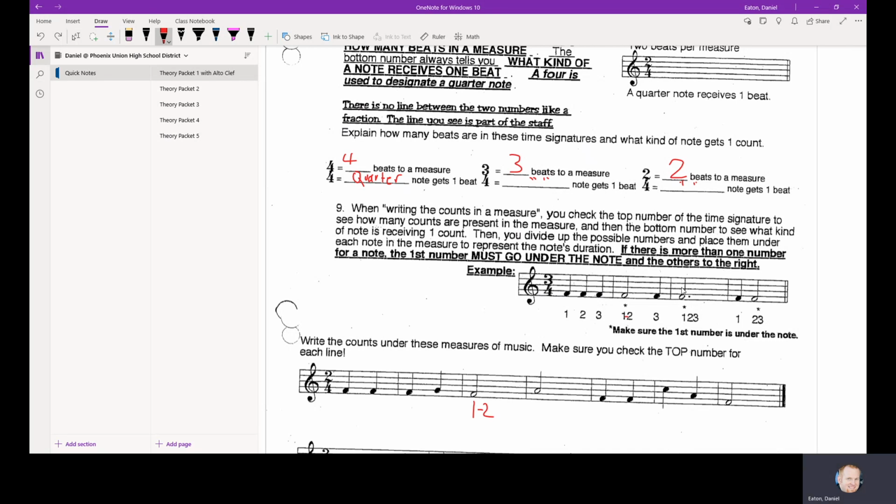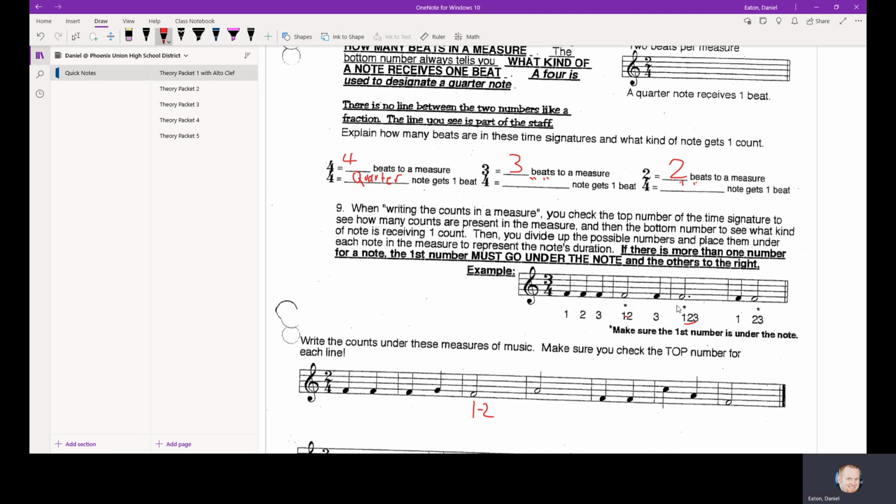So that's the first 2 examples. Dotted half note, we know that's worth 3. As you can see, all 3 of the counts here are right next to each other to say that all 3 counts are within this big dotted half note. Okay, and then this one, 1 for the quarter note, 2 and 3 for this half note.